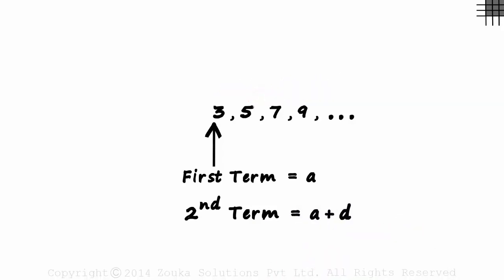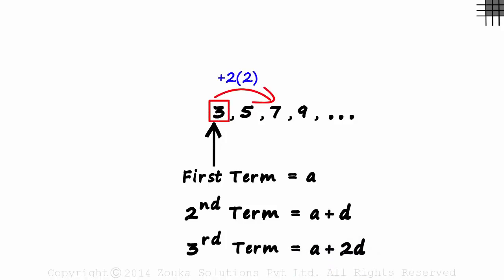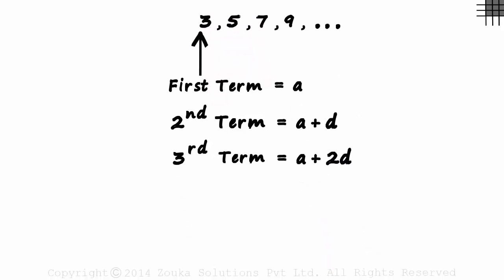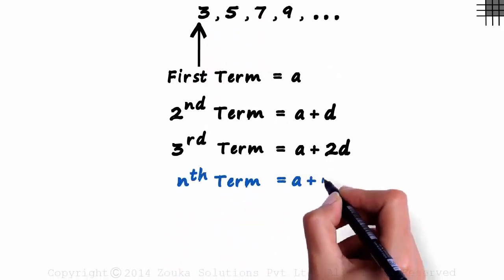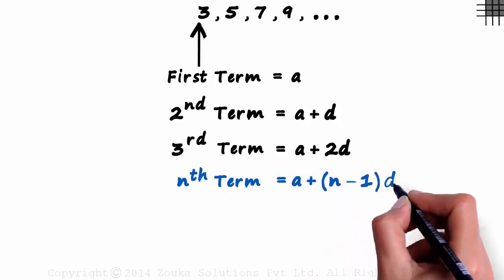What can the third term be written as? That's easy. We write it as A plus 2D. First term plus twice the common difference. So based on this logic, how can we write the nth term? We can write it as A plus (n minus 1) times D.